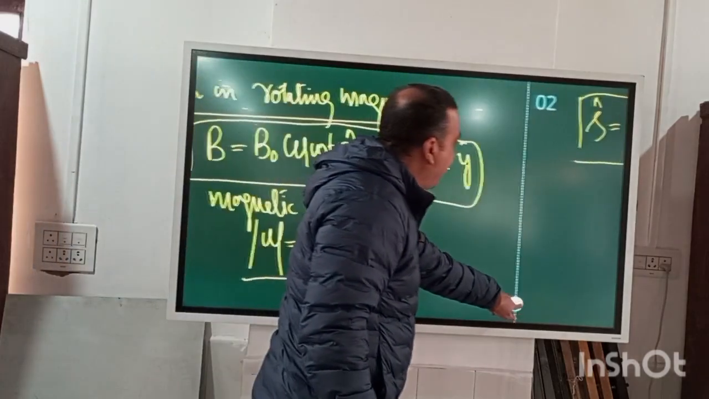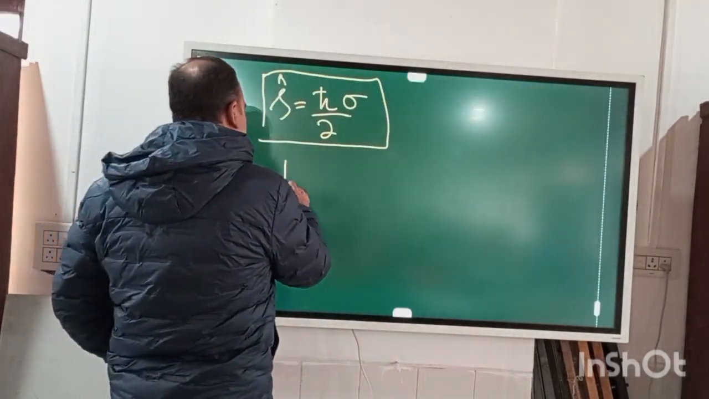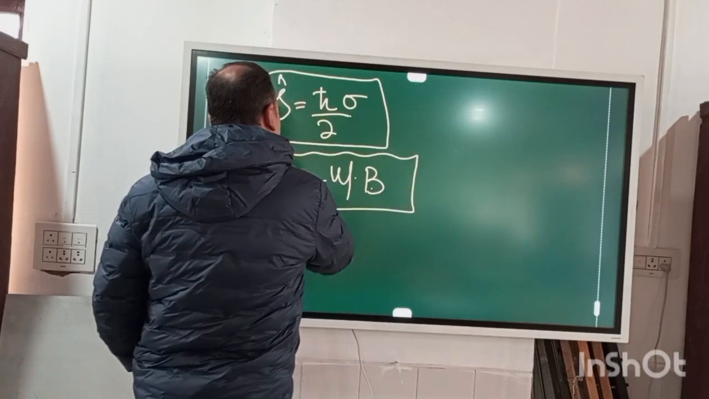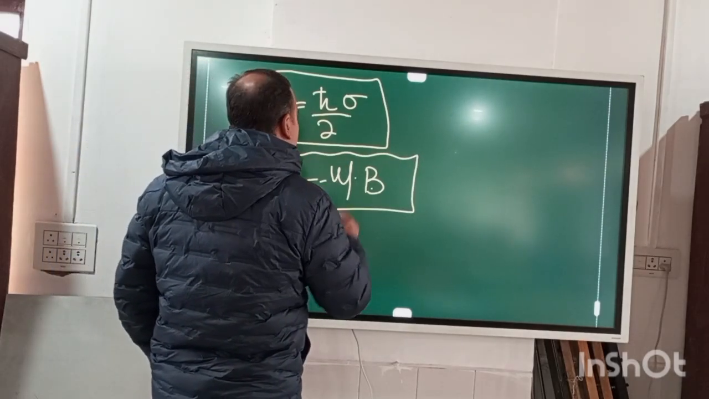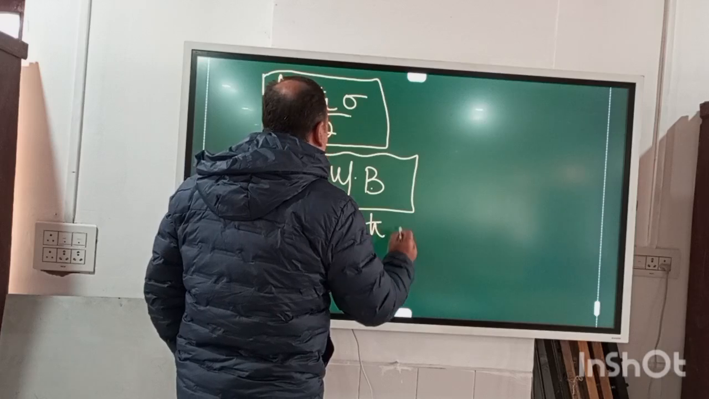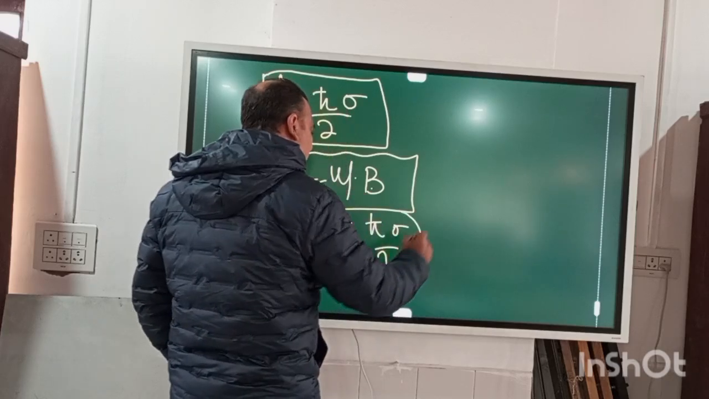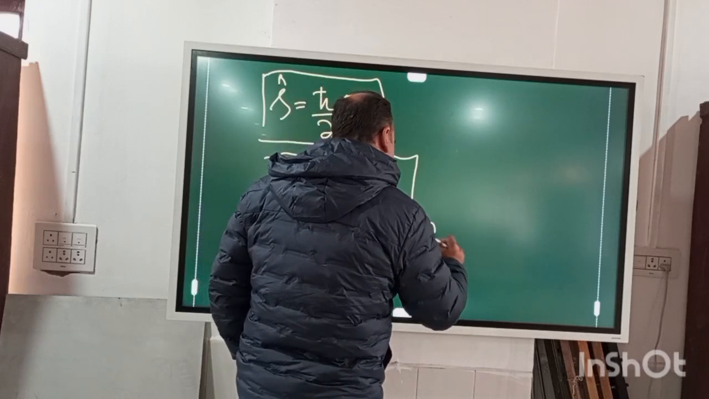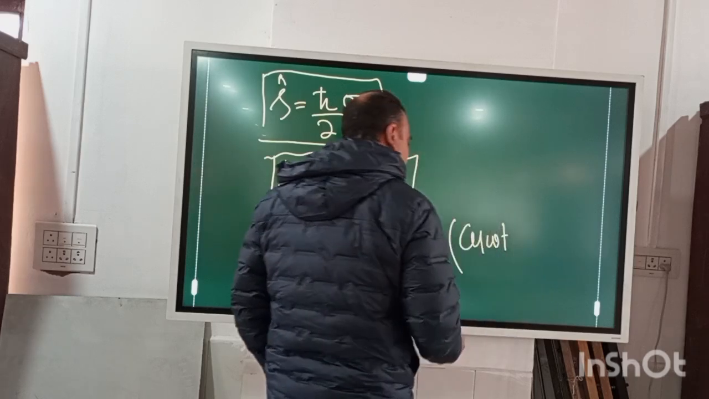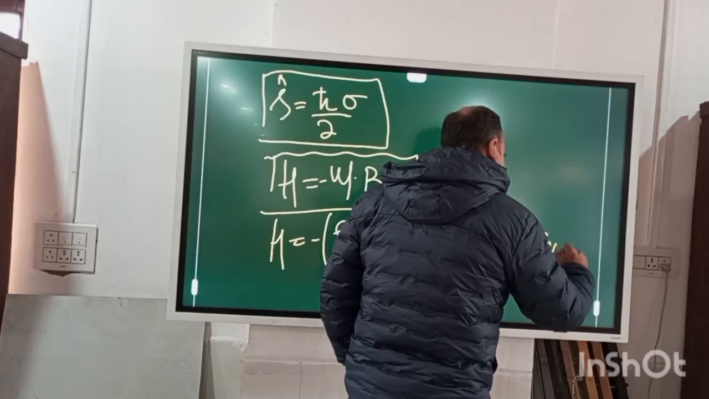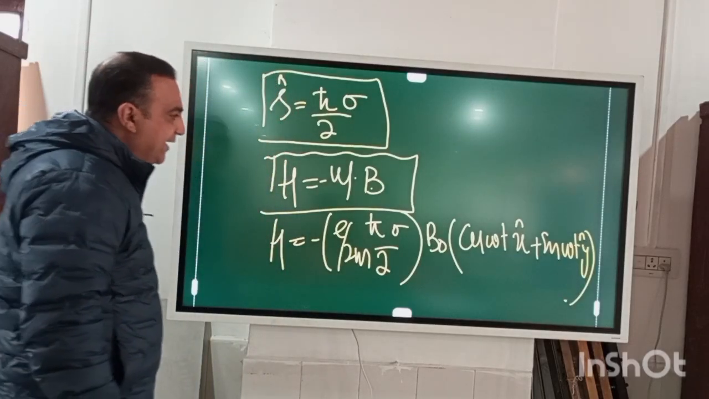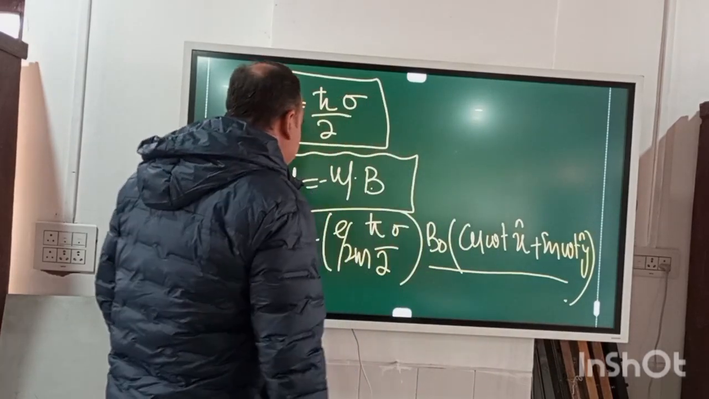And I can write down the Hamiltonian. What will be the Hamiltonian for this system? H will be minus mu dot B. For mu I'll be using e by 2m times h bar sigma by 2, times B naught cosine omega t x cap plus sine omega t y cap. So this is my rotating magnetic field.